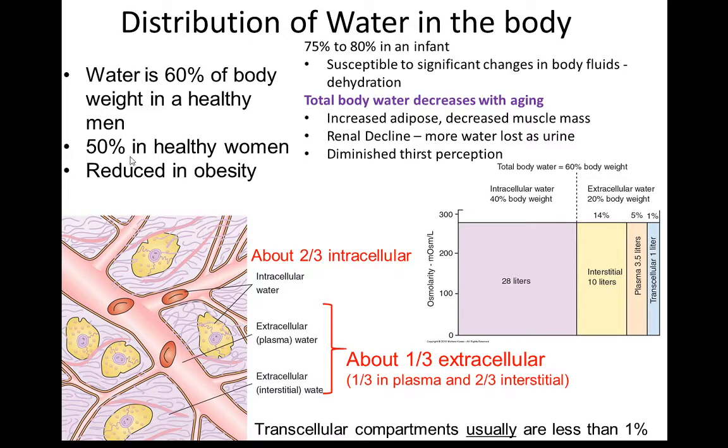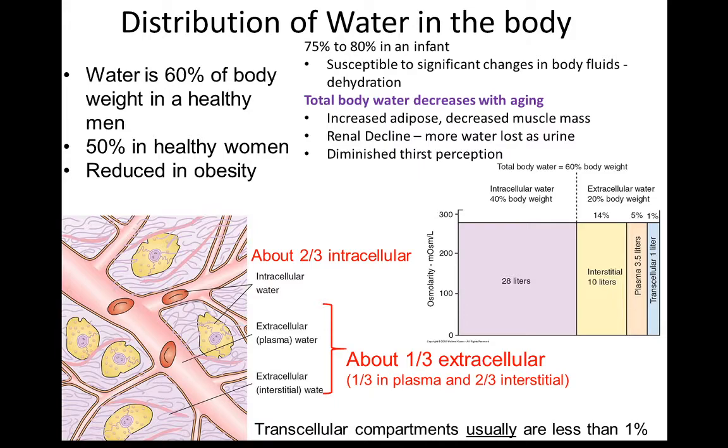Most of our body fluid, about 2/3, ends up being within the cells, while only 1/3 or so is in the extracellular fluid. And if we think about that third of the extracellular fluid, we're looking at about 1/3 of that being plasma, while the other 2/3 are in the spaces around the cells or the interstitial space.